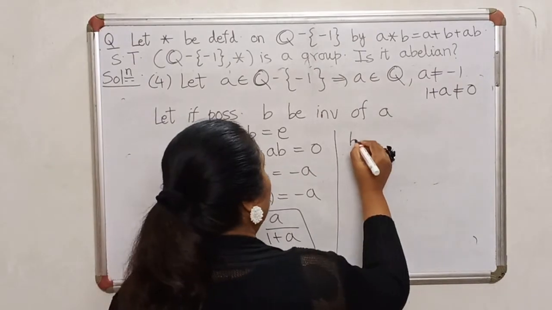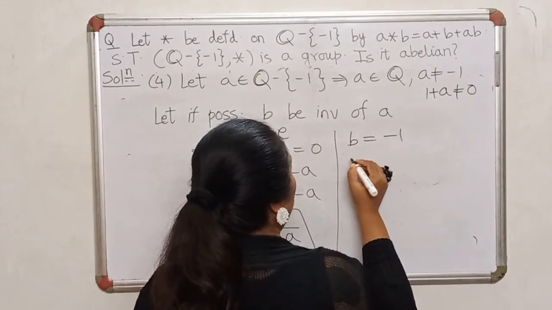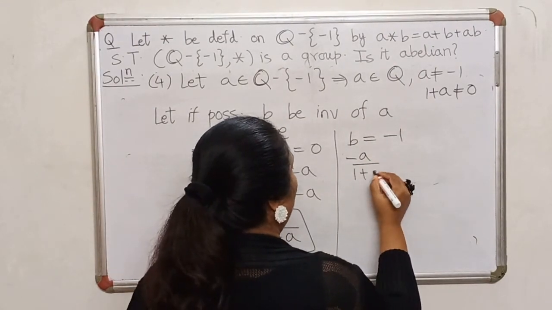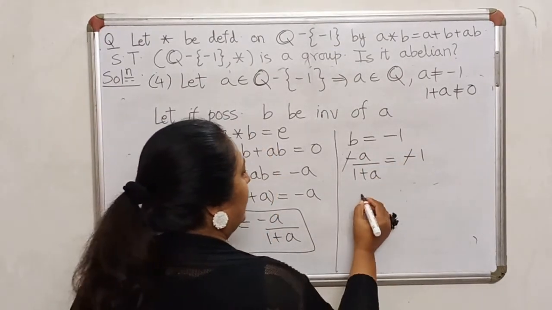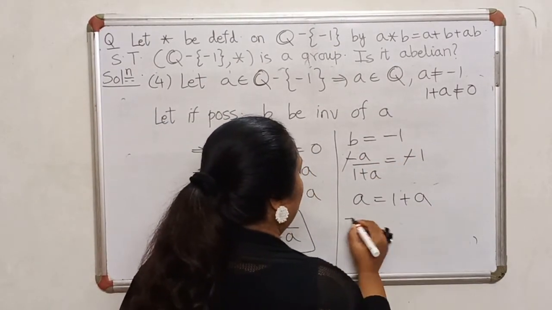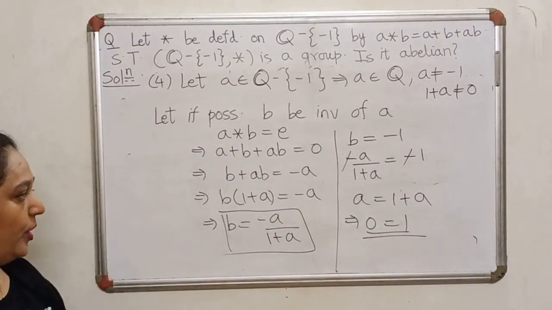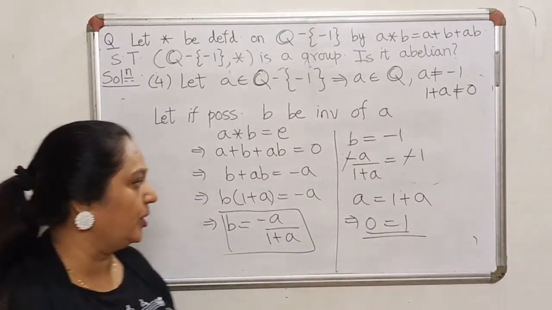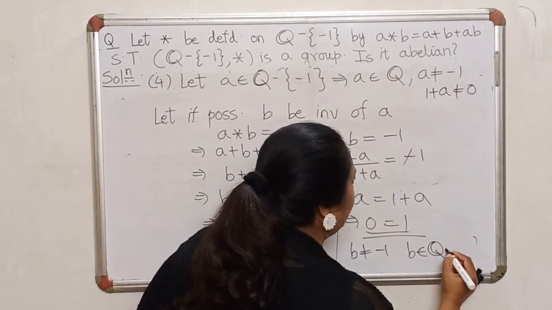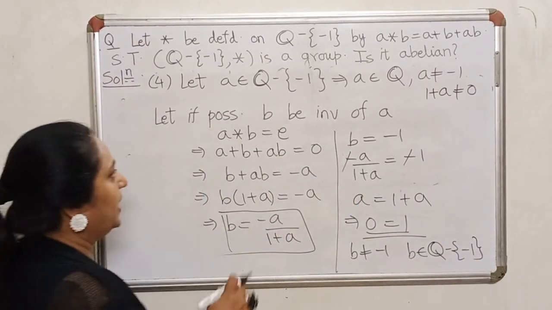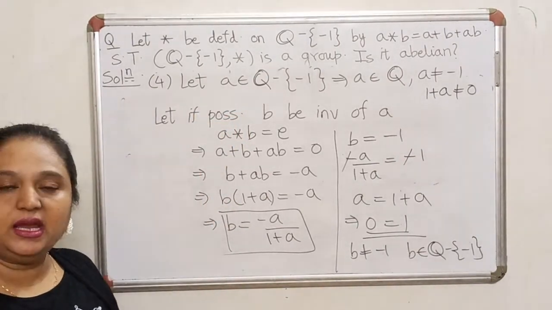So let us check what would happen if it would be equal to minus 1. If B would be equal to minus 1, then I'll get minus A upon 1 plus A equal to minus 1. And I will get A equal to 1 plus A, which would lead to an absurdity like 0 equal to 1. You know, that's not possible, and therefore this is not possible. So B cannot be minus 1, and therefore our element B does belong to the set. So this becomes inverse of A, and therefore every element has an inverse.